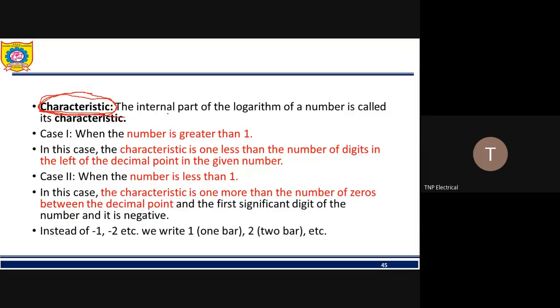So the integral part of a logarithm of a number is called its characteristic. This is a simple definition. Now, it is simply analyzed by considering two cases, which is very important. Meanwhile, you just read these two cases. I'll explain them.